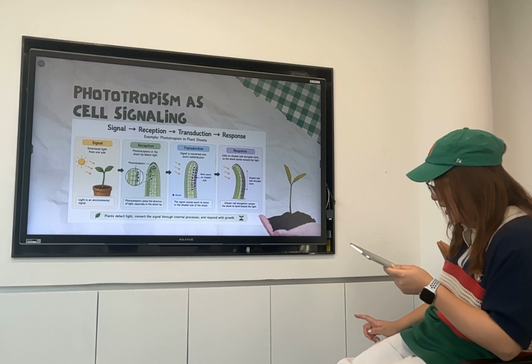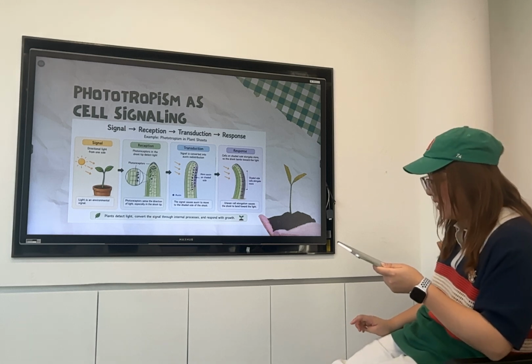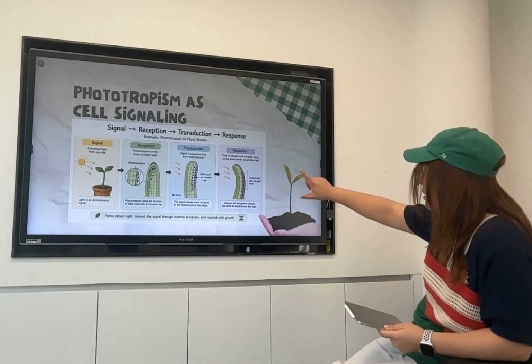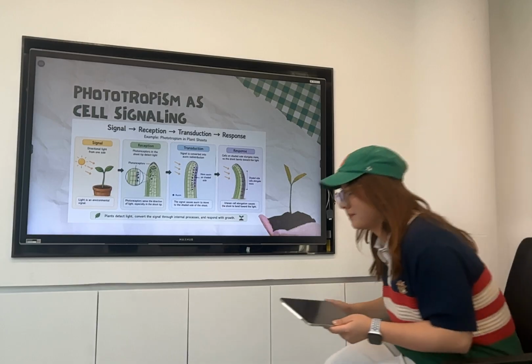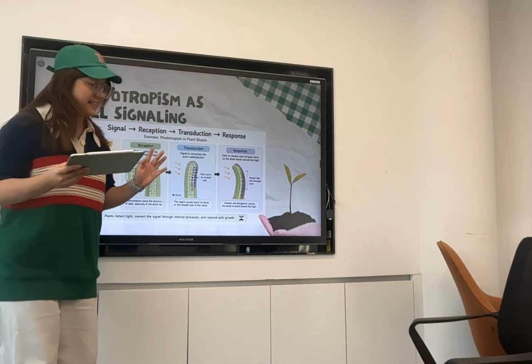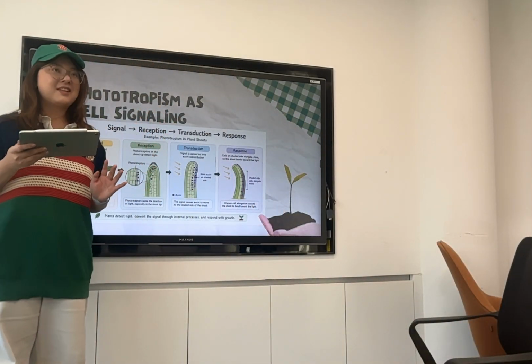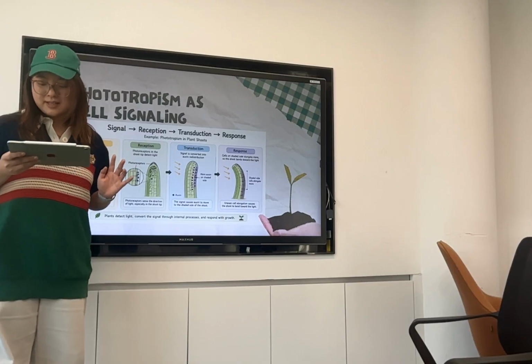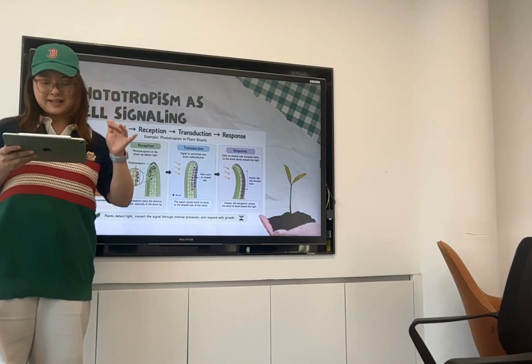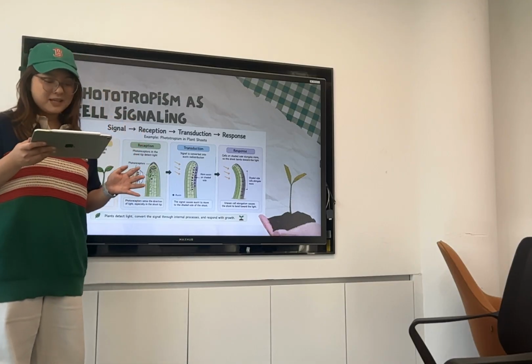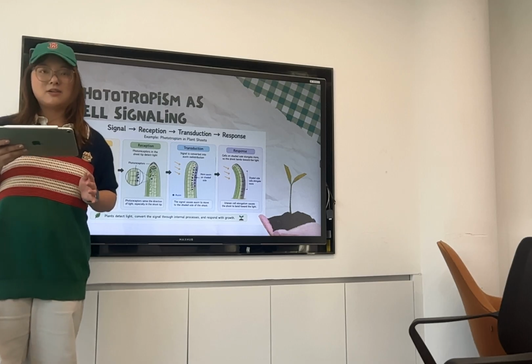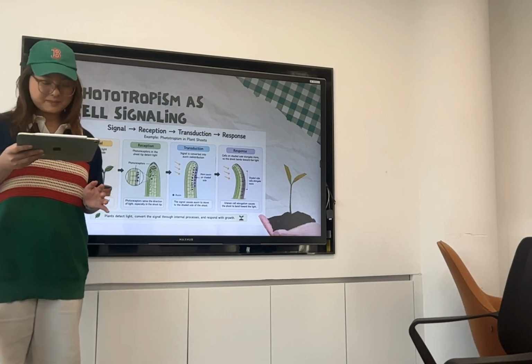So even this tiny grass is doing cell signaling. Yes, that is why I think this topic is quite cool. Something we cannot see with our eyes, like plants bending, is actually connected to cellular level mechanisms.